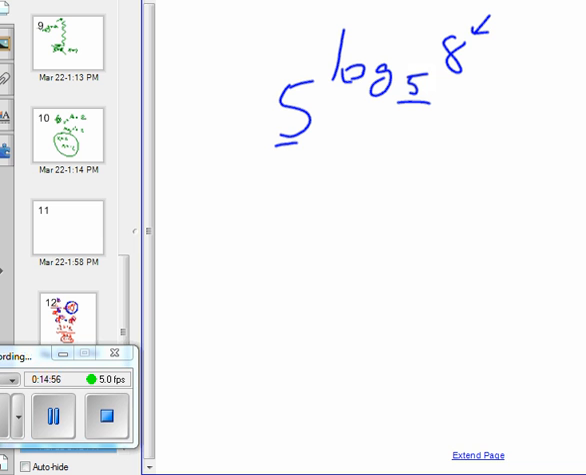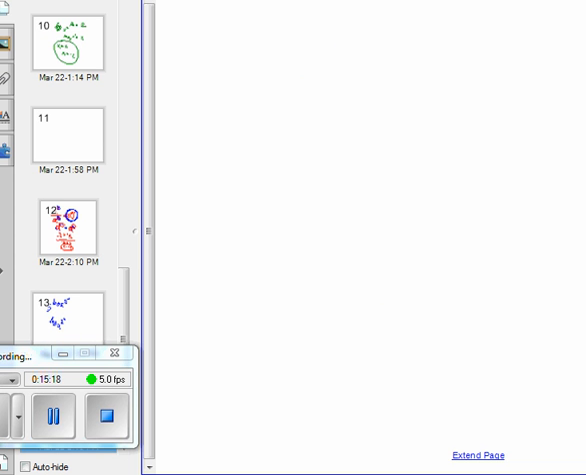How about this one? Let me think. Log base 3 of 9. The bases aren't the same, but you could make them the same if you made that 9 into what? 3 to the second. Now the bases are the same, so what's the answer? 2. Okay, good.